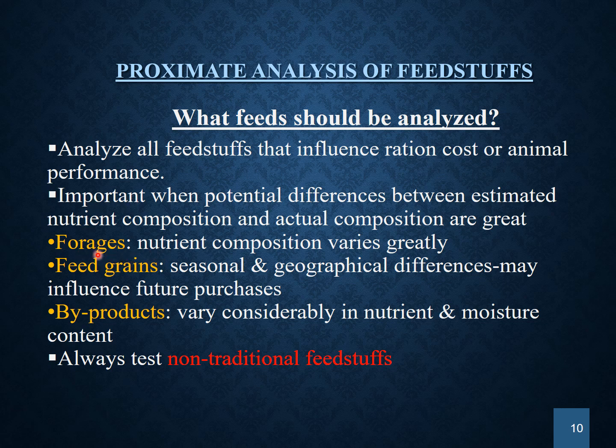What types of feeds should be analyzed? Forages. Nutrient composition varies greatly. As I said, they differ from each other in nutrient composition according to the source of these forages, according to the harvest management, according to the species, whatever. Also feed grains. They differ also according to the season and geographical differences. They all may influence future purchases.